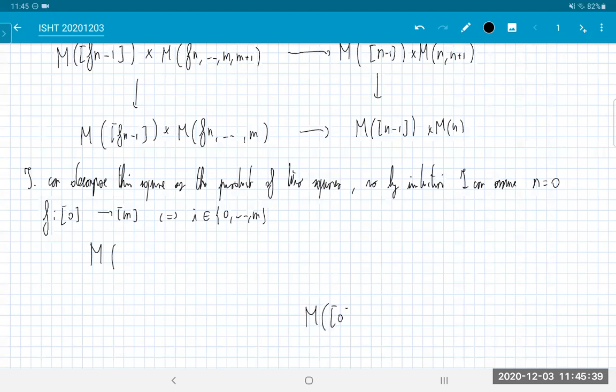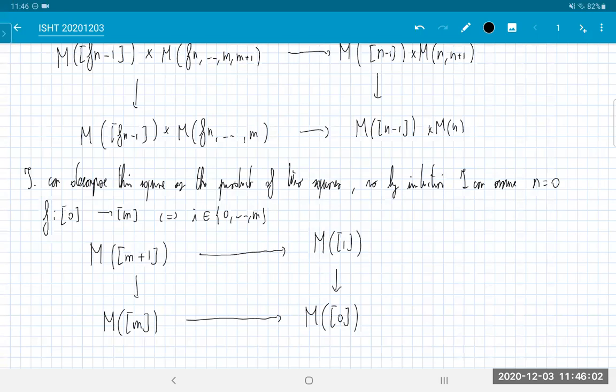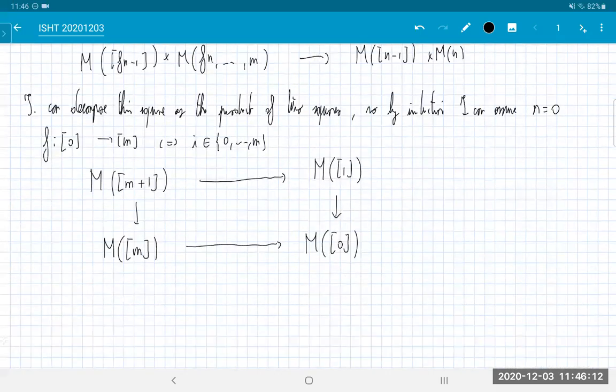So sorry, let me start from downstairs because that's easier. So in this case, I have m of zero, m of zero, m of n. Here I have m of one. And here I have m of m plus one. And I want to say that this is Cartesian. Sorry, I'm over time. But that's a point.